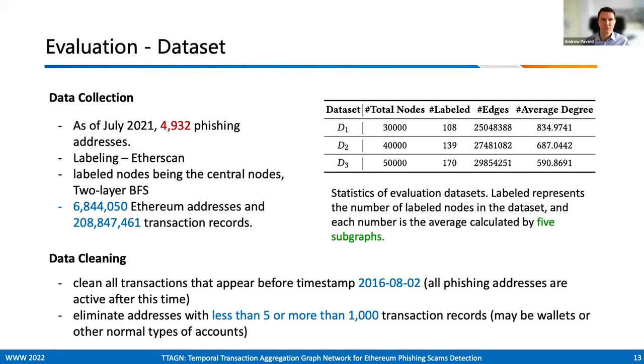The scale of the original graph is huge, so we sampled with random walk to obtain subgraphs of our dataset with different sizes. For each subgraph of different size, we sample 5 times to ensure the effectiveness of the performance. We also did some data cleaning work.